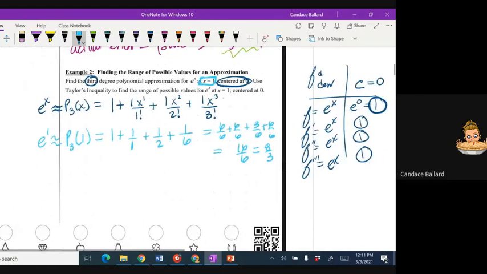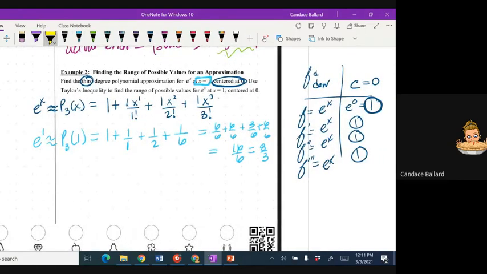So the next thing we're supposed to do, notice the instructions were a little bit different. It says use Taylor's inequality to find a range of possible values. Before I can find the range, I need to figure out how good of an estimate that is. So I need to figure out the error. And then we will add and subtract the error from our estimate. So let's do the error next.